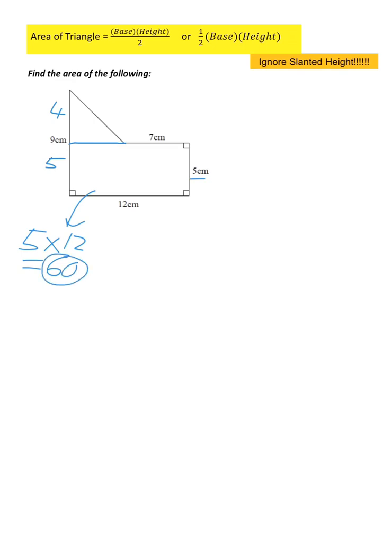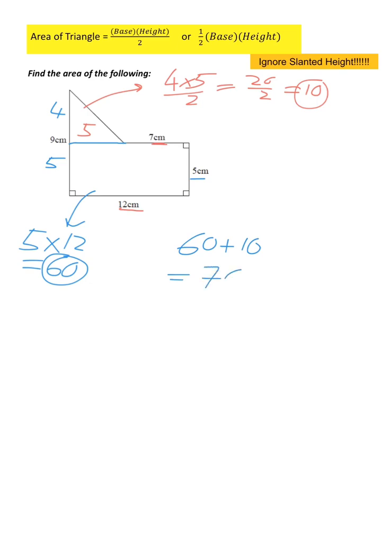Now, for the triangle then, I can see I have 7 centimeters here, 12 at the bottom, so do 12 take 7, so that means my base is going to be 5 centimeters, because 5 plus 7 is 12. So let's do the base times height divided by 2. So 4 times 5 divided by 2, 20 over 2, so that'll be 10. Now let's add our areas together. So we'll have 60 plus 10, so that'll be 70 centimeters squared. Final answer.